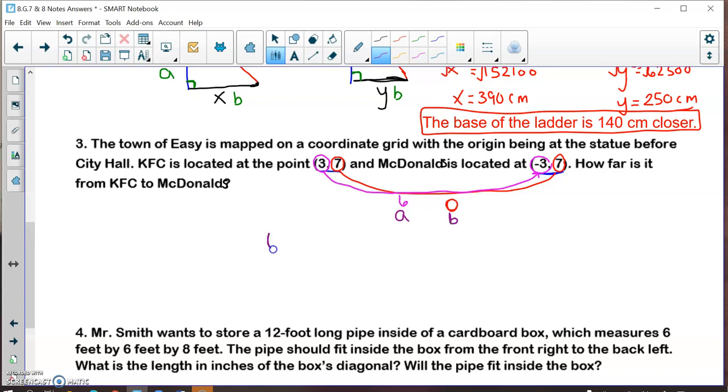So I'm going to do A squared, which is 6 squared, plus B squared, which is 0 squared, is equal to C squared. I wind up with 36, and then plus 0 squared is just going to give you that 36 is equal to C squared. And if I take the square root of both sides, C comes out to be 6. So we don't know what units, if it's in feet, meters, miles, so we're just going to put 6 units.